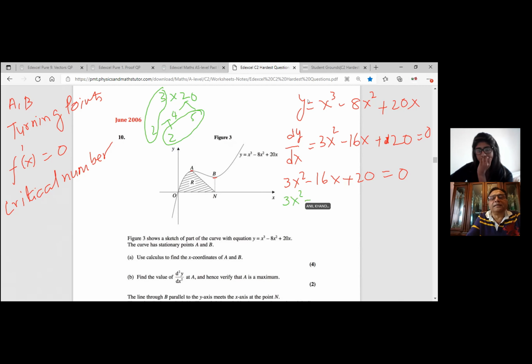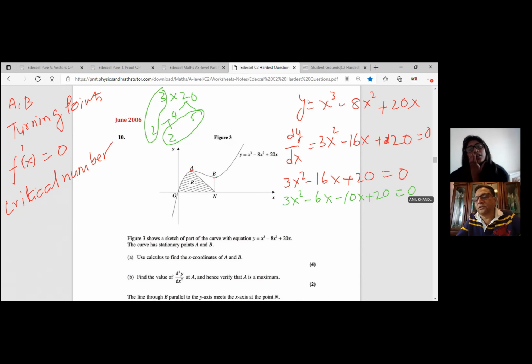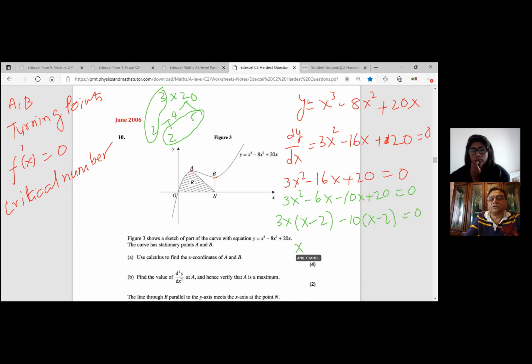So we are going to use this and factor: 3x squared minus 6x minus 10x plus 20 equals 0. You can use the Australian method of factoring also, but we'll go very systematically, which is convenient for all the students. Amongst this, 3x is common, so we get x minus 2, and here 10 is common, so you get x minus 2 equals 0. So we get x minus 2 times 3x minus 10 equals 0. You get 2 points: one is x equals 2, and the other is x equals 10 by 3.